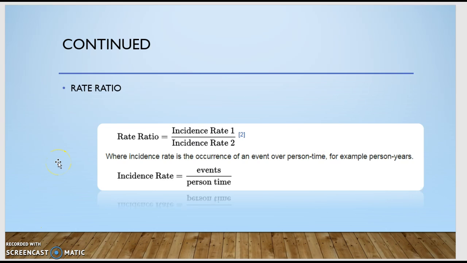Our rate ratio, one of the formulas we can use is the incident rate, or the first incident rate, or occurrence, over our second incident rate, or group. And this will make more sense once we have information we can plug in here. Where incident rate is the occurrence of an event over person time, for an example, person years. And we will see something very similar to this language in just the upcoming slides. Another alternative we can use is the incident rate, which is events over person time.